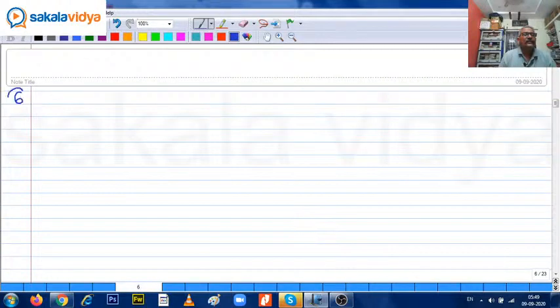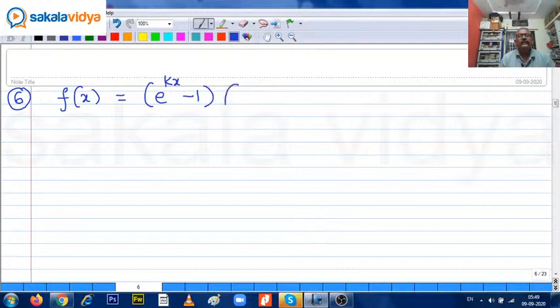So now the sixth question. f of x equals e power kx minus 1 times sin kx upon 4x square, x does not equal to 0.